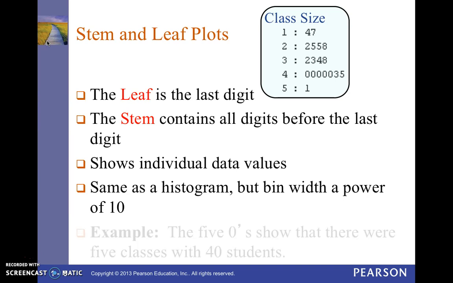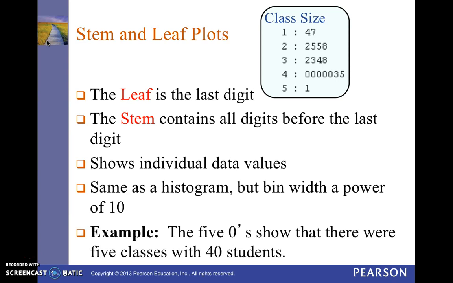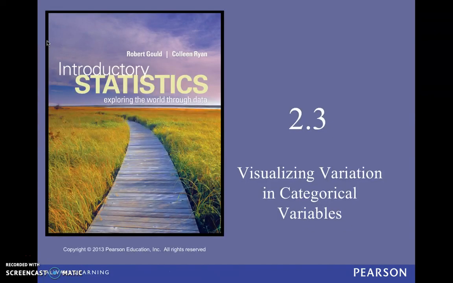Look at that other one. 5 zeros show that there were 5 classes with 40 students. So notice the 5 zeros after the 4. That means there were 5 40s. So hopefully you kind of got the hang of how you might sort of interpret these. So once again, both the histogram and the stem and leaf plots are graphs that you would use solely for numerical data, okay? But what if we have categorical data?